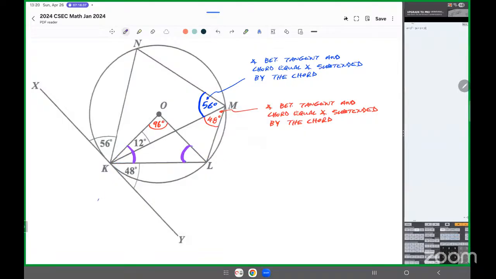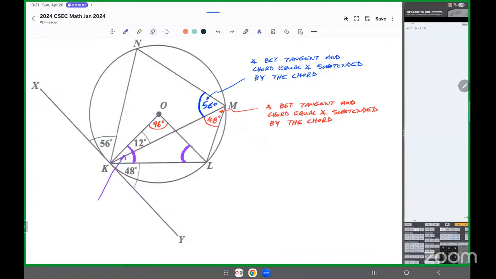Or you could find this one, because that one is equal to it. And this one right here is going to be 90 minus 48. Why is it 90 minus 48? Because the angle between the tangent and the radius right here is 90 degrees. And if part of it is 48, then the other piece inside here is 90 minus 48. And this angle happens to be equal to it as well. So that's what we're going to do. Let's do it that way.